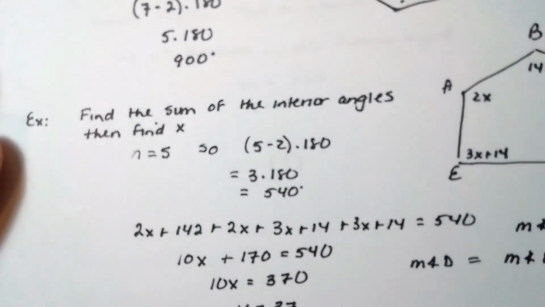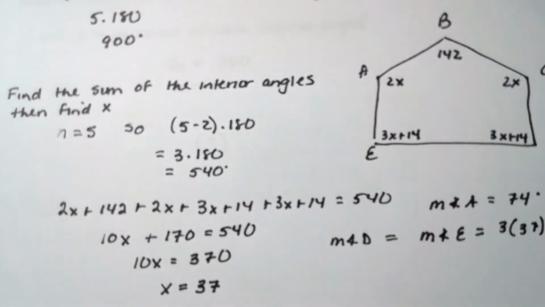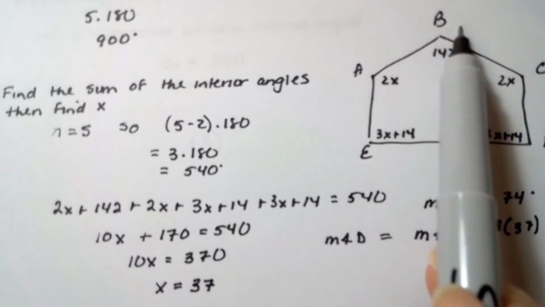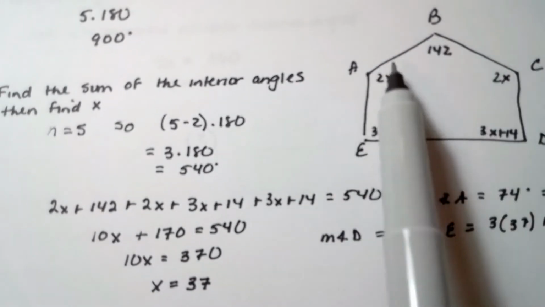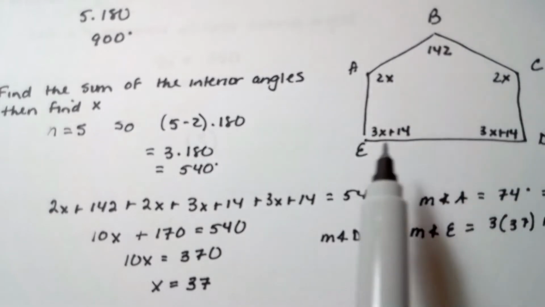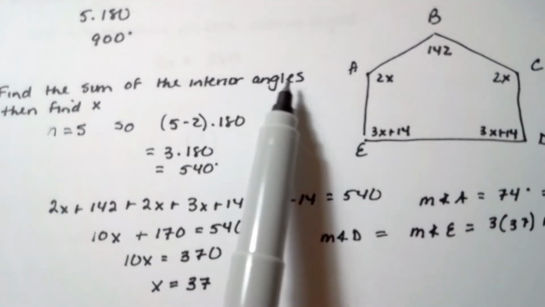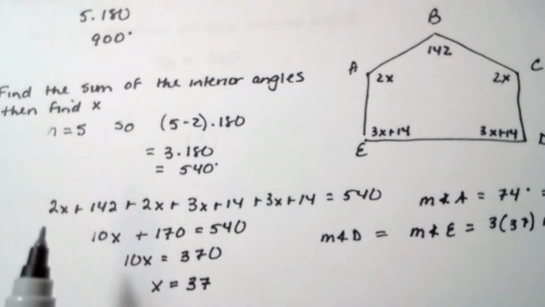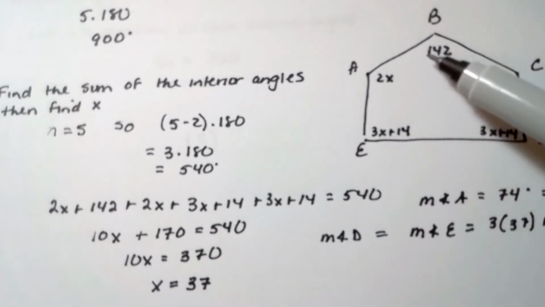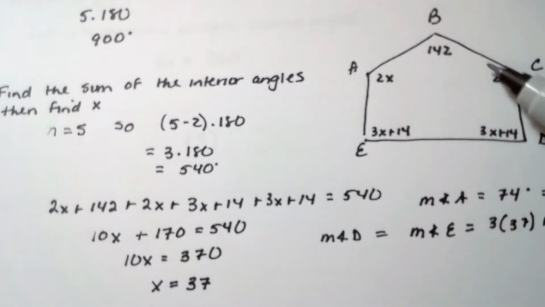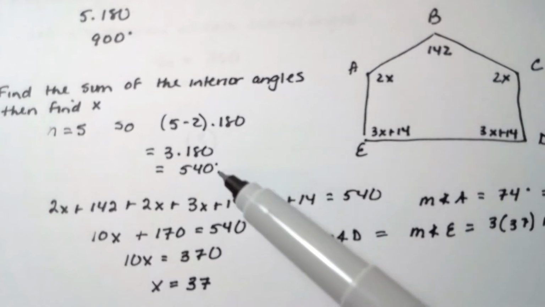Another way you may see this is using a little bit of algebra. So here's a pentagon. It's pentagon A, B, C, D, E. We name polygons, remember, by the vertex letters. So we want to find the sum of the interior angles and then find x. Well, this is a 5-sided figure. So even though I don't know what these individual angles are, I know that they all have to add up to 540 degrees.